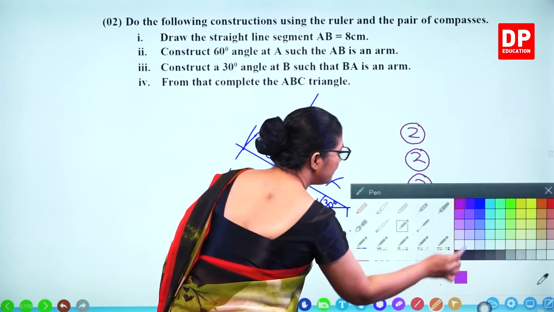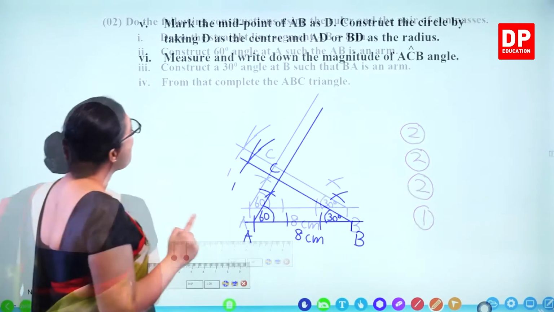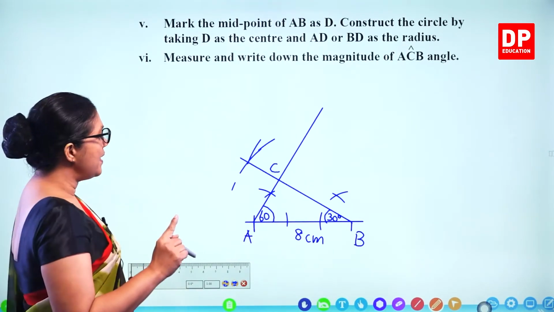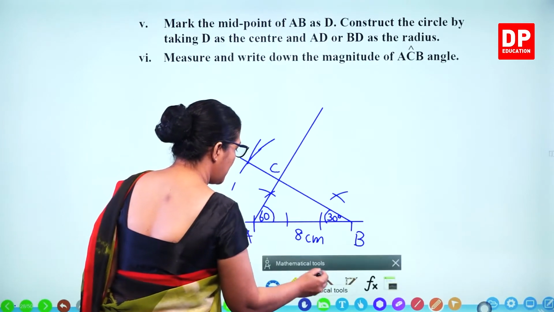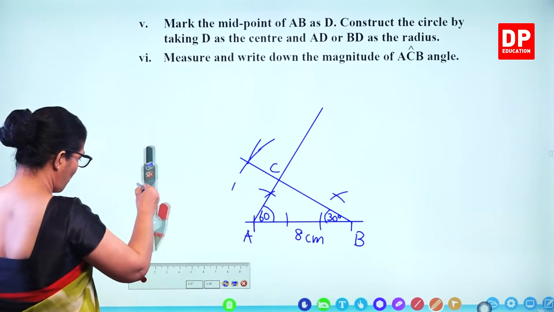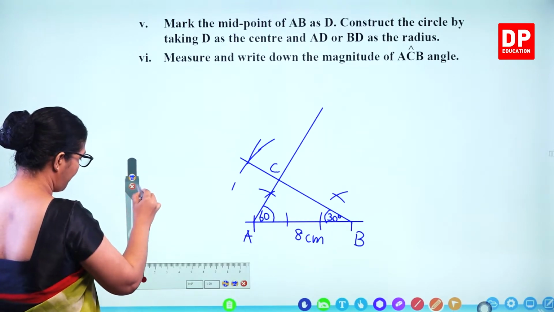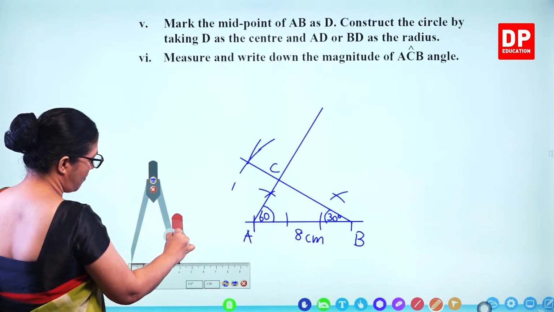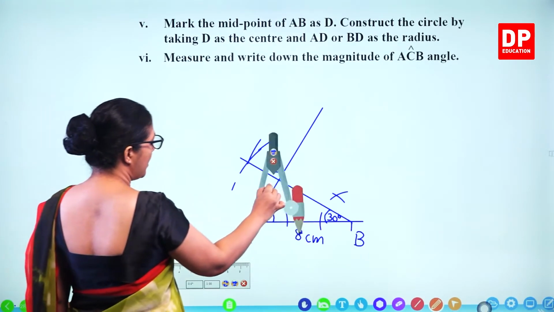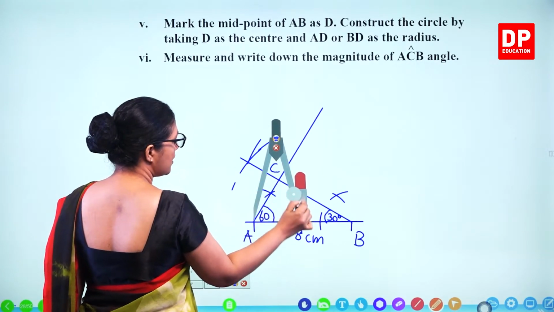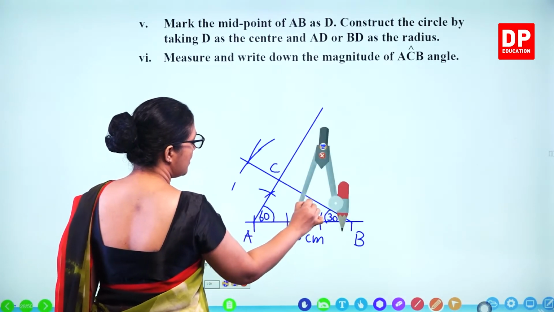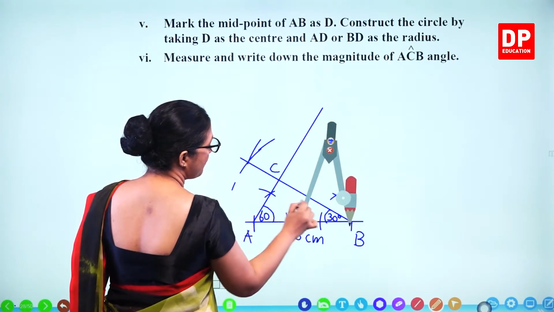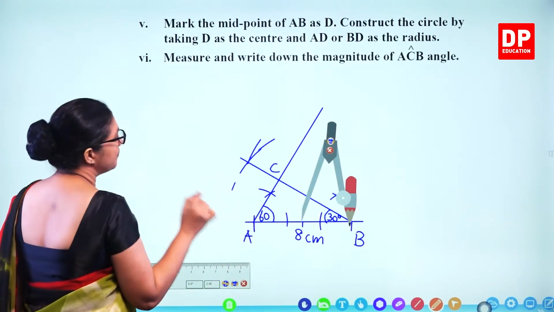Let's do the next one. Mark the midpoint of AB as D. Now, we know AB is 8 centimeters. So, what's the midpoint? 4 centimeters. So, we can take 4 centimeter length and mark it from either A or B. So we can mark the midpoint, this point. So we'll see whether you get the same length here. Yeah, same length. That's D.